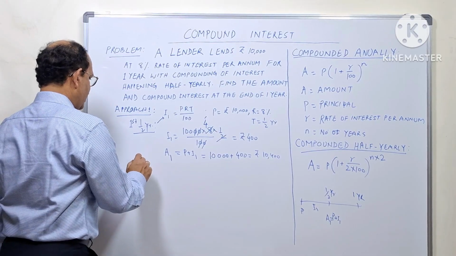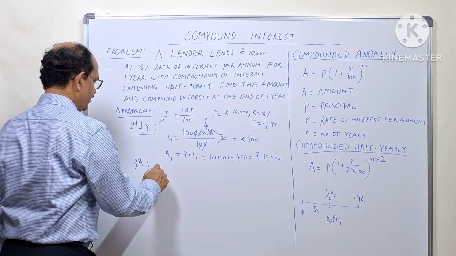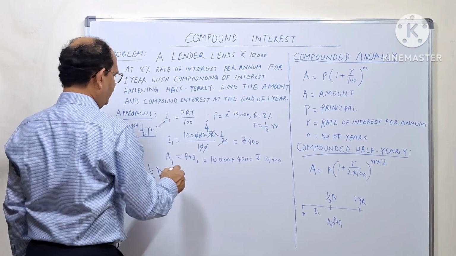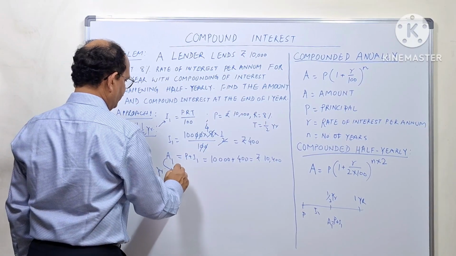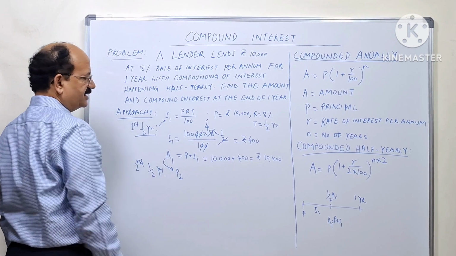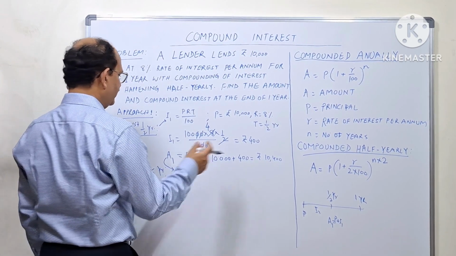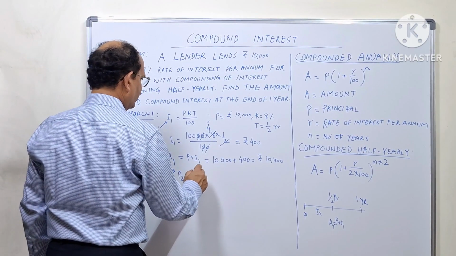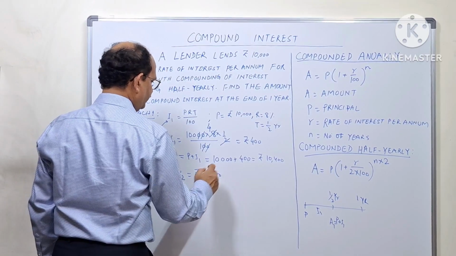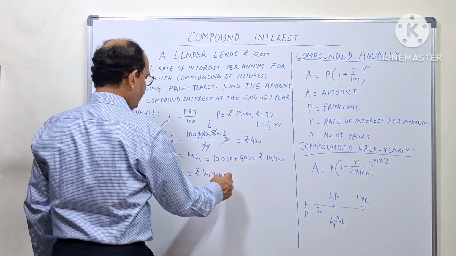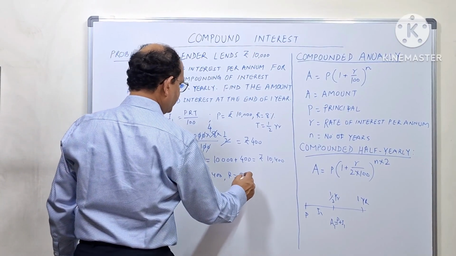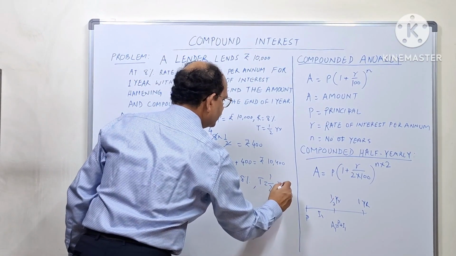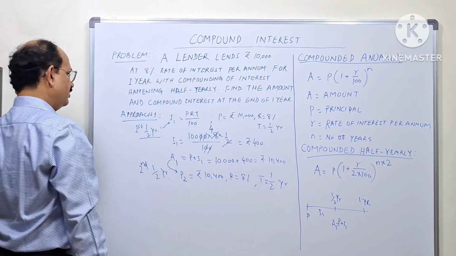Now for the second half year, this amount becomes the principal. Let me write this as P2 for clarity, because we are talking of the second half year. So this P2 then becomes equal to rupees 10,400, and my rate of interest is the same 8%, and the time duration is again only half year. So T is equal to half.